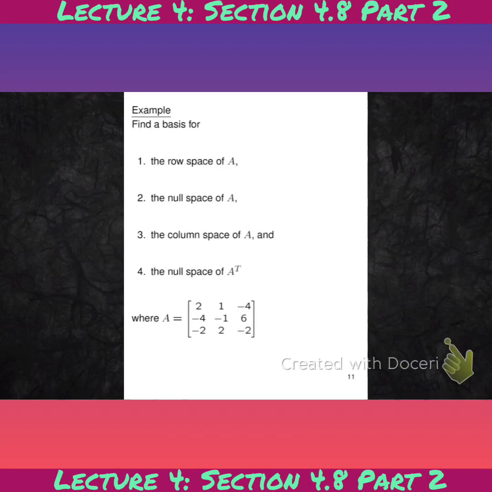Alright, let's quickly look again at an example here. Here they ask us to find a basis for the following four spaces, and they give the matrix A.